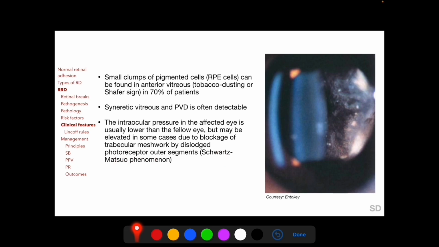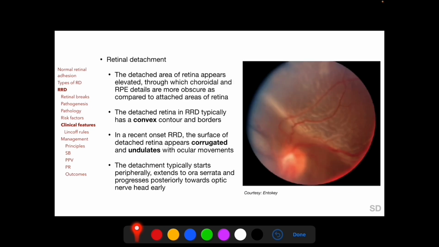We must remember that Schwartz-Matsuo phenomenon occurs due to blockage of trabecular meshwork by dislodged photoreceptor outer segments and not by blockage due to RPE cells. On fundus examination, the detached area of the retina appears elevated, through which choroidal and RPE details are more obscure as compared to attached areas of the retina.